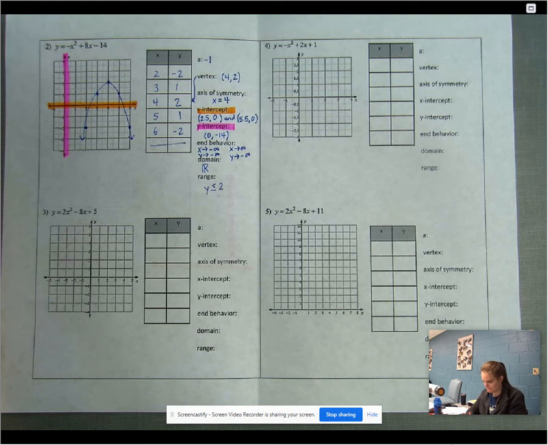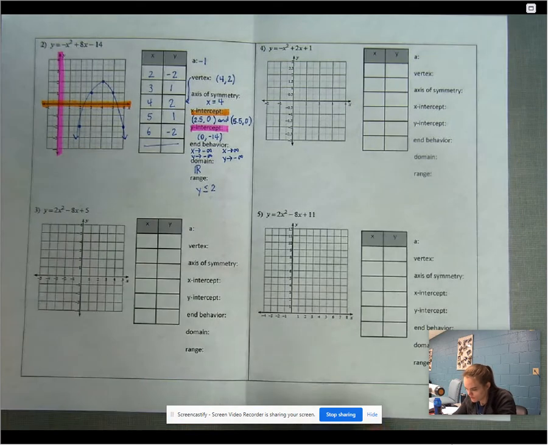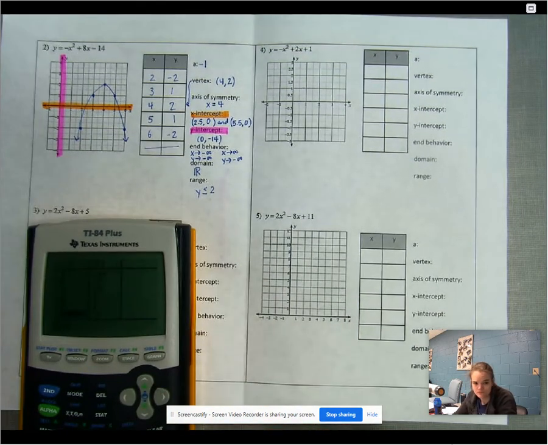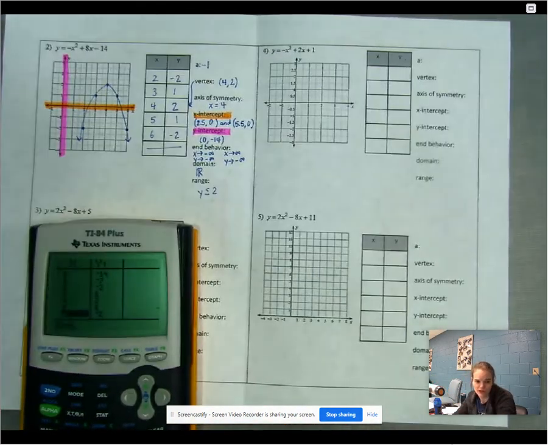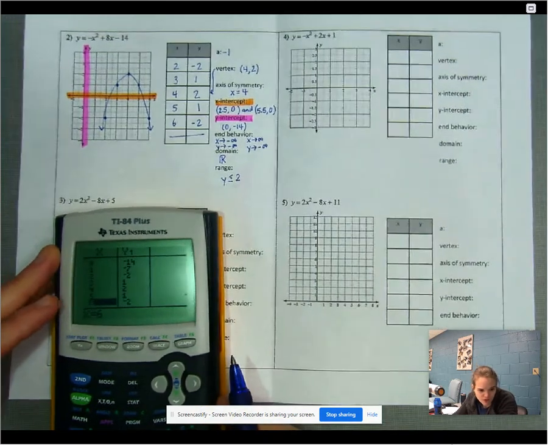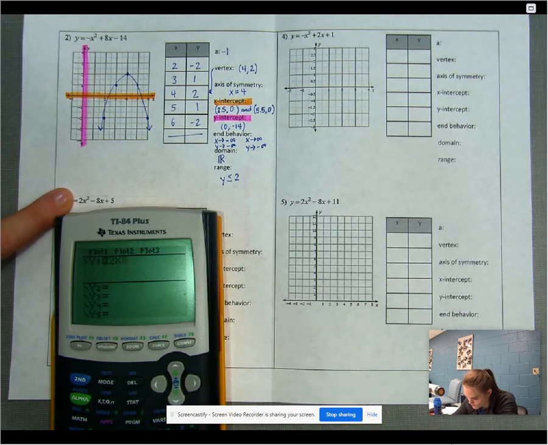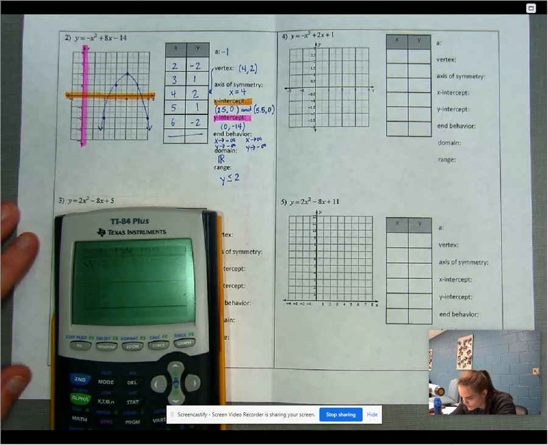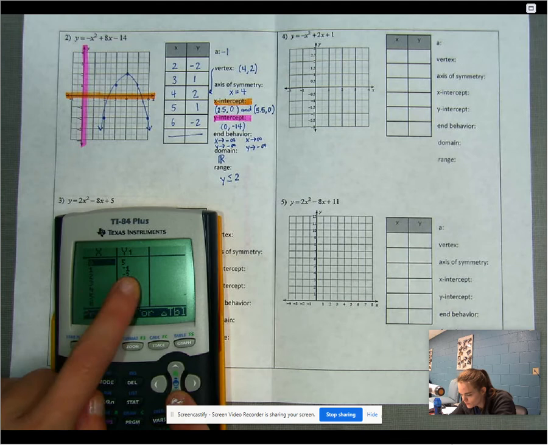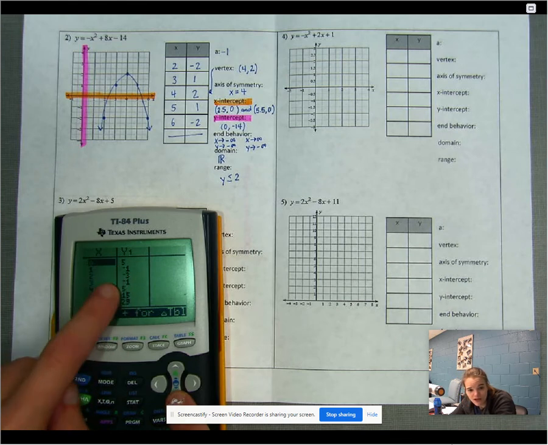Number 3. I'm going to have to turn the light on so we can see the calculator. It's crazy, isn't it? Okay. Y equals, clear it out, 2x squared minus 8x plus 5. Second graph. Looking for repeats. There it is. Negative 1, negative 1, 5, and 5.